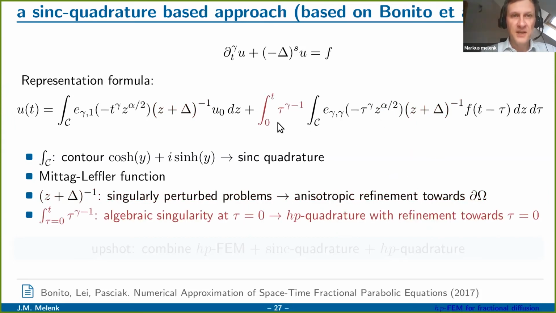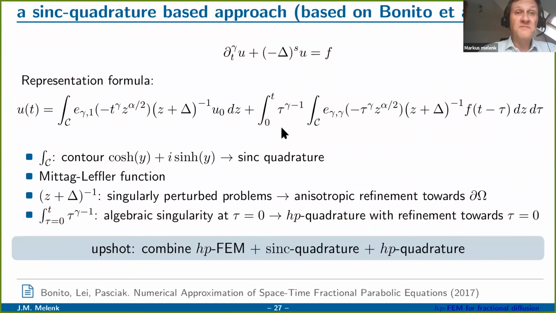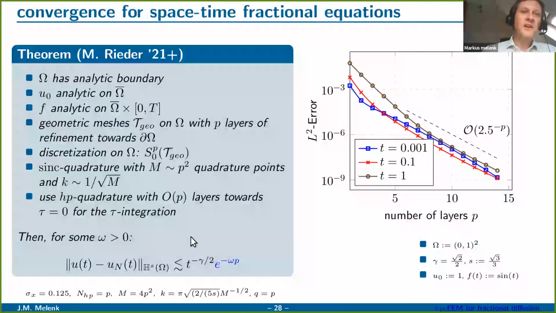And then for the inhomogeneity, there's another integral in the time variable, from 0 to t over tau. Here is again an algebraic singularity that can be dealt with an HP quadrature in the tau variable. So the techniques that we've developed earlier in this talk can be combined to get an exponentially convergent scheme. And this is what one can actually prove. If the geometry is analytic, the initial data is analytic, and F is analytic, and we do the appropriate mesh refinement, so T is refined towards the boundary geometrically, and the sinc quadrature has p-squared quadrature points, and the tau discretization is done with an HP quadrature, then one gets exponential convergence in P. And this is a numerical example where one sees the exponential convergence.